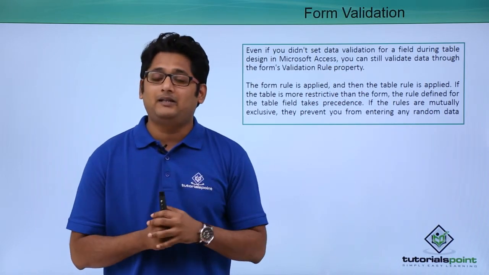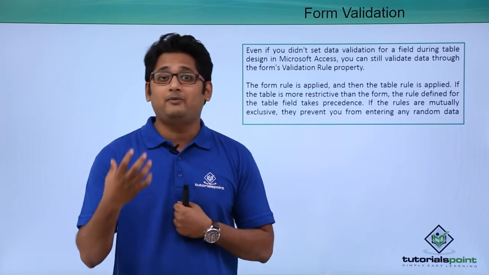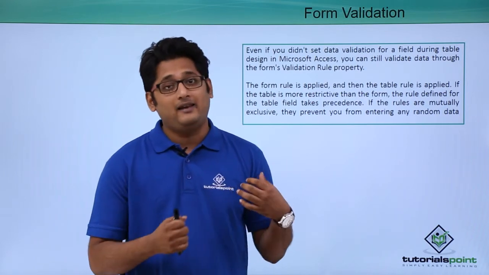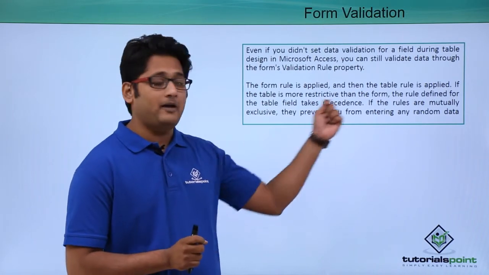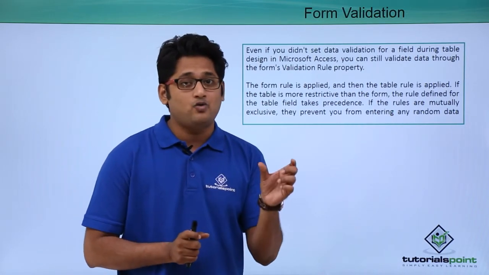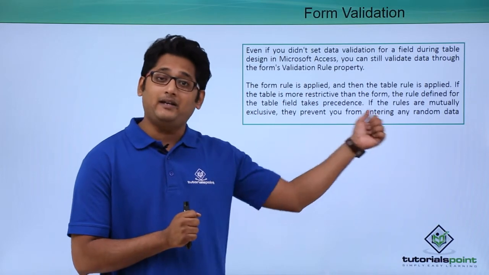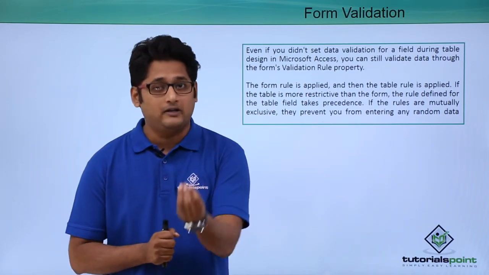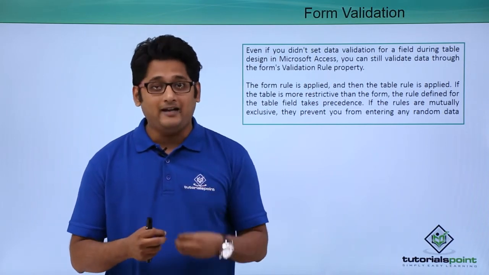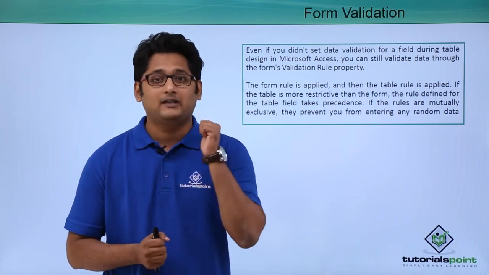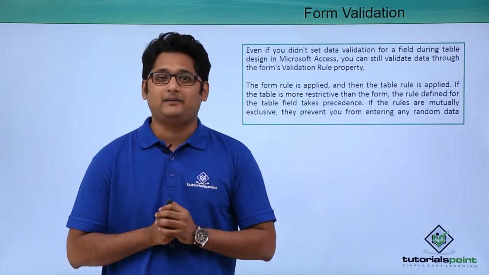But let's take for an example that sometimes my table property is more restrictive than the form. In such an instance, my table validation will be applied first and later on my form validation will be applied. But if both the rules, that is my table rule and my form rule, are mutually exclusive, it will help me to prevent any random data into the database. So it will help me to create a database which will be crystal clear and accurate, with accurate information and with crisp results. Alright, so we'll go ahead and understand how to apply this form validation in our practical approach.